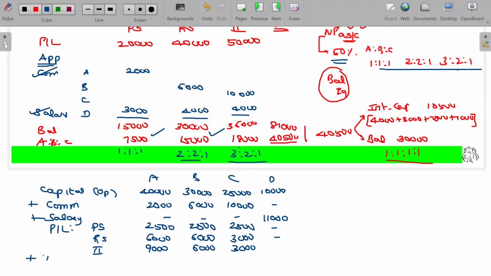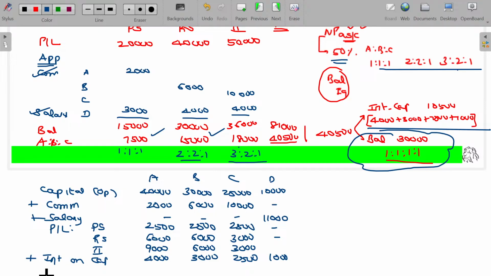Apart from that, they are getting interest on capital. How much is the interest on capital? 4,000 for A, 3,000 for B, 2,500 for C, 1,000 for D.